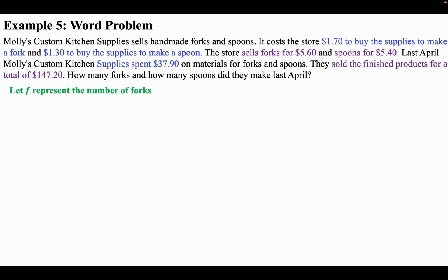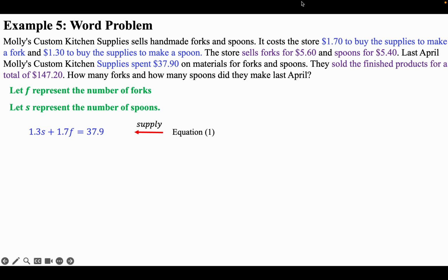Okay, so let's let F represent the number of forks and let S represent the number of spoons. What we know is that it costs the store $1.70 to buy the supplies to make a fork and $1.30 to make a spoon. So $1.30 times S plus $1.70 times F should equal the total amount they're spending on materials, $37.90. That's our equation 1, in terms of supplies.